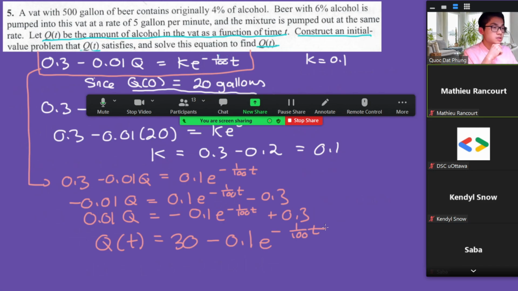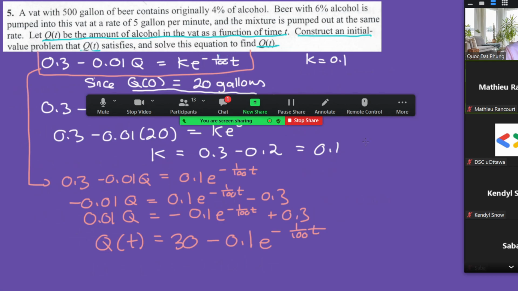Are there any questions? Actually, I want to double check this value here. I know that this one's correct, but this one seems a little bit suspicious. So we're going to divide both sides. And we get, this is 1 over 0.01 times negative this.